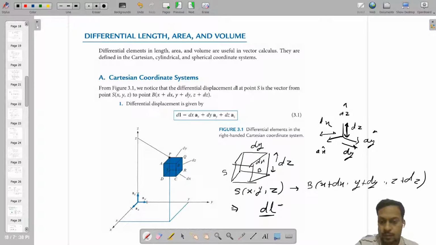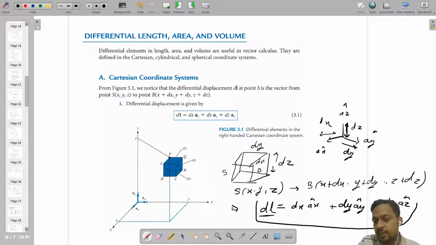Therefore, the complete change in length for the given cube can be written as dl equals dx along unit vector ax, plus dy along unit vector ay, plus dz along unit vector az. So the differential length is given by this equation in the Cartesian coordinate system.